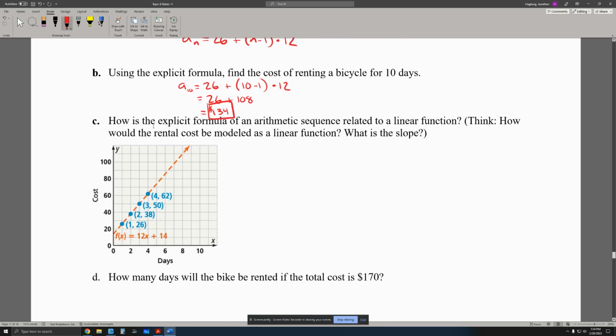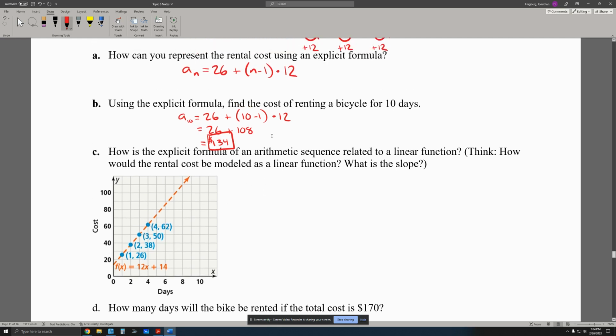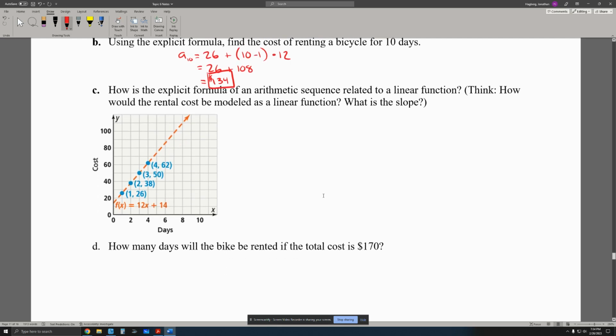So let's take a look at this here. How is the explicit formula of an arithmetic sequence related to a linear function? A hint, think of how the rental cost would be modeled as a linear function. What's the slope of this function? If I were looking at this, I know that 1 day costs $26, 2 days cost $38, and so on. These blue points would represent the sequence, whereas the linear function would be this dotted orange line here. If I were to find the linear function that passes through each of these points, it would be modeled as y equals 12x plus 14, which kind of makes sense.